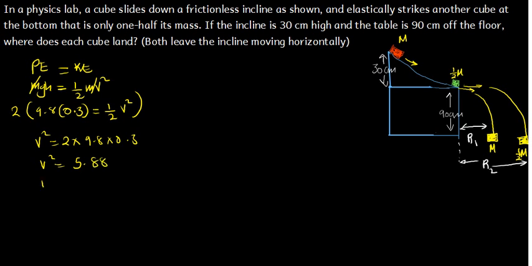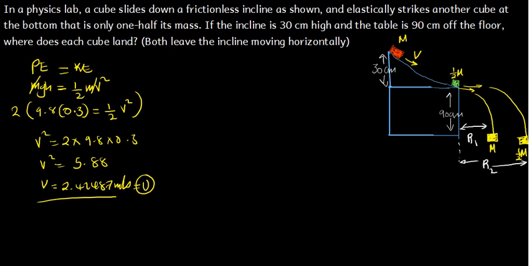Taking the square root, v is going to be 2.42487 meters per second. This is the velocity at which it will be moving when it hits the second mass. Now, from the conservation of momentum, this velocity is the initial velocity that it is going to strike with. If they hit each other, with what velocities are they going to be traveling? So this v we have found, we are going to call it u, the initial velocity with which it is going to hit the second mass.